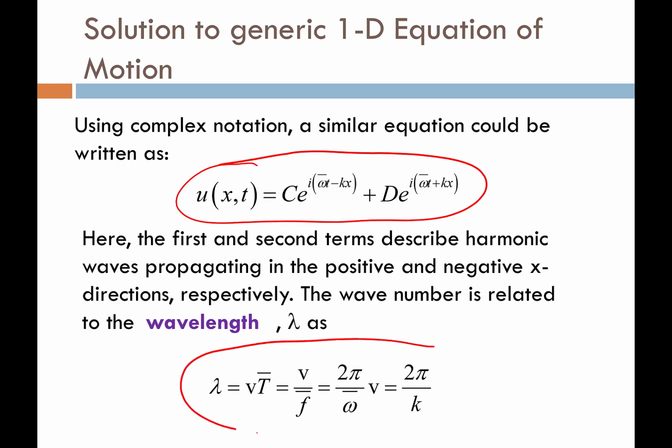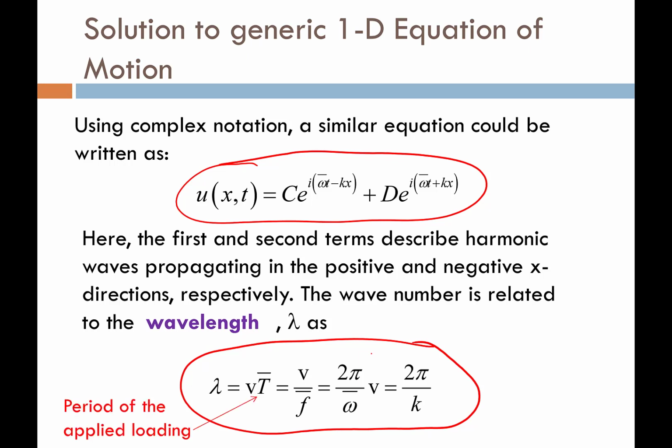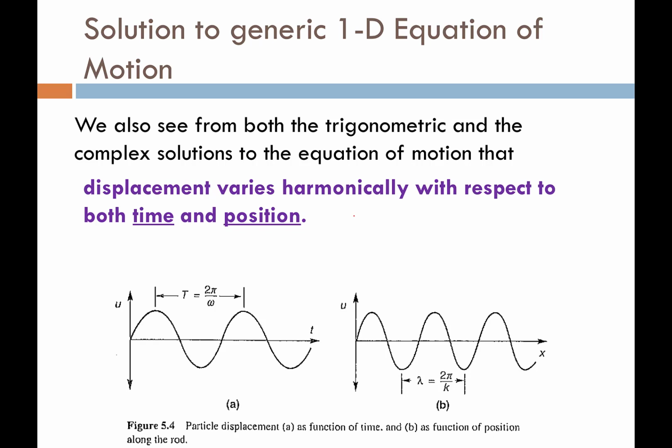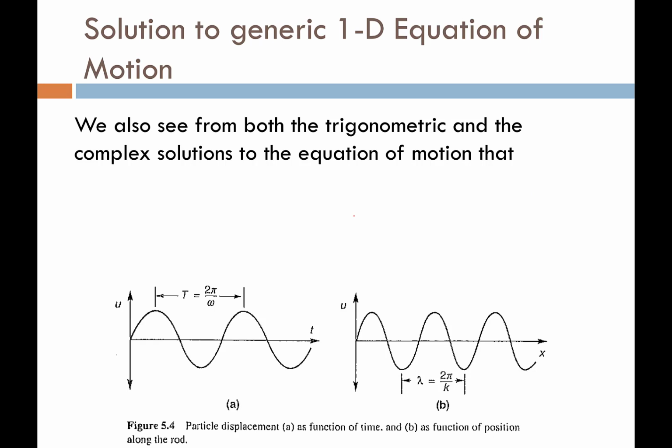And this relationship right here will come in handy for us a little bit later on when we want to solve for some different dynamic properties of materials. Okay, so what does this mean? We have a function u that is a function of x and t, and we can write it in complex notation or we can write it in alternate trigonometric notation.